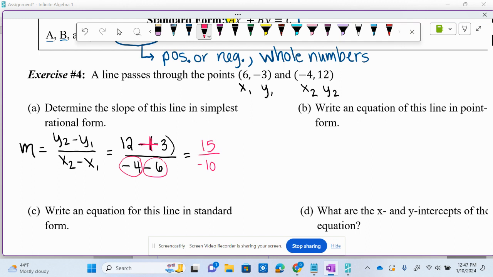So I want to reduce that, and I want you to use your calculator to do that. I want everyone to pick up the calculator that's on their desk, and I want you to take 15 divided by -10. And when you do that, what do you get? -1.5. I want you to write your answer as a fraction.